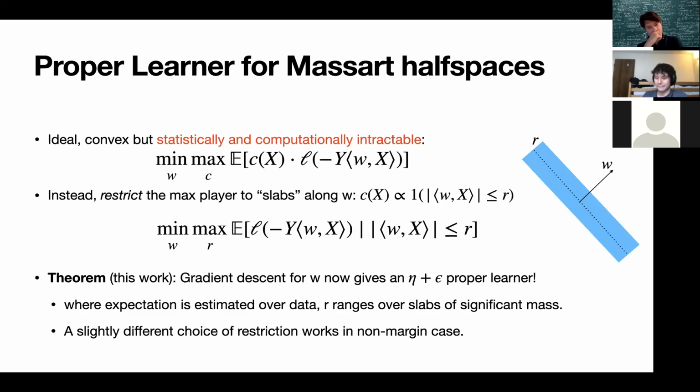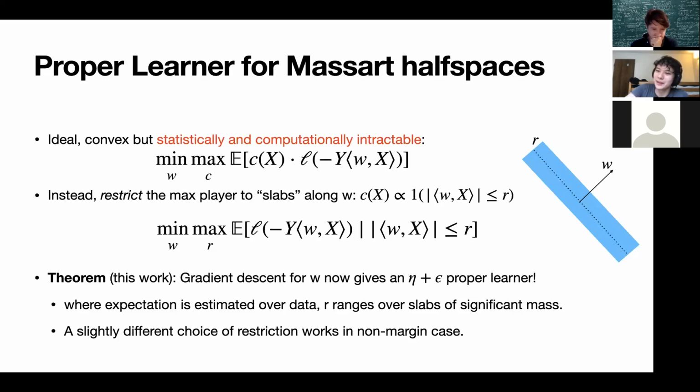I see. And why is importance sampling bad? Because you could do it pretty quickly, right? Yeah, so for the slabs, we can do it very quickly, but the C of x for the non-margin case is very spiky near the decision boundary, so it will not be good for importance sampling. Thanks.